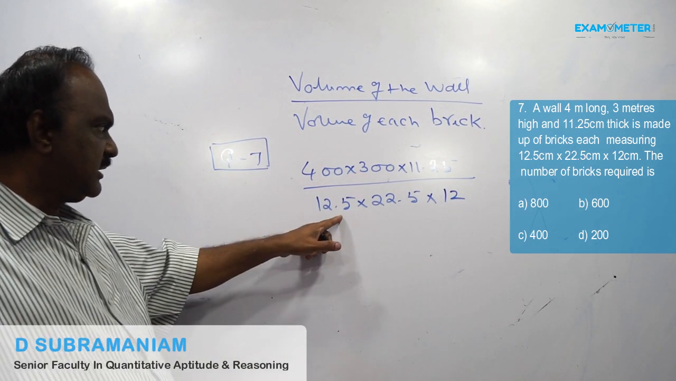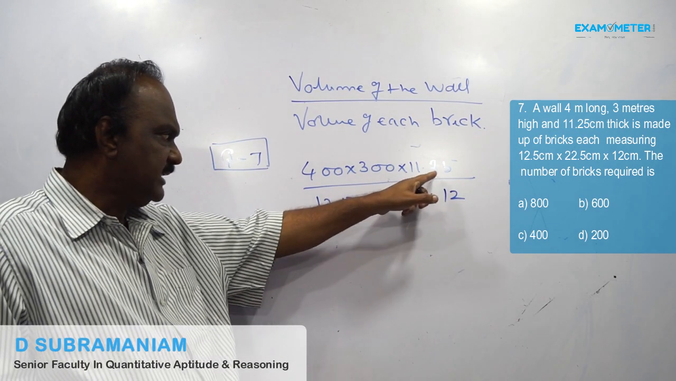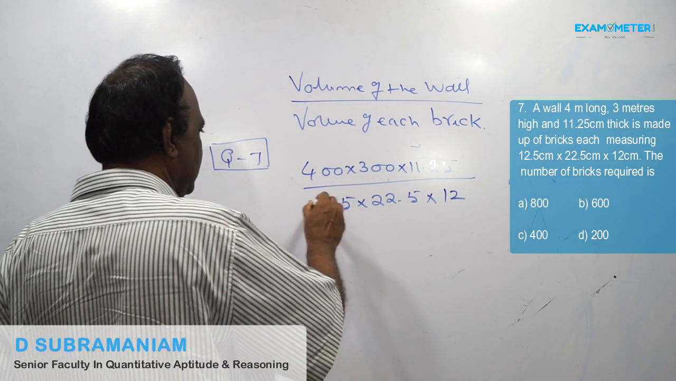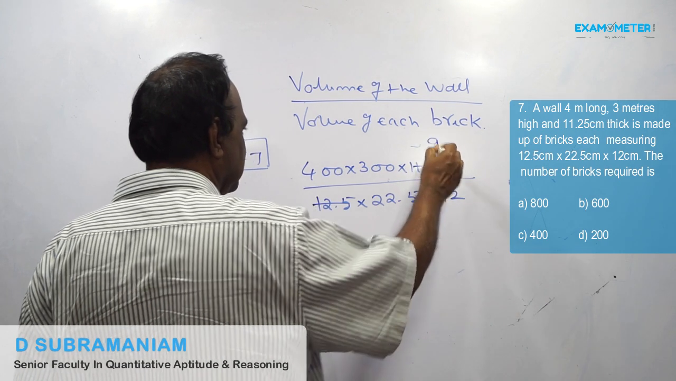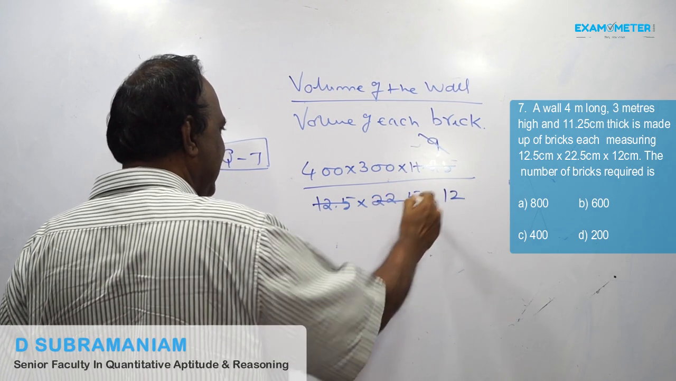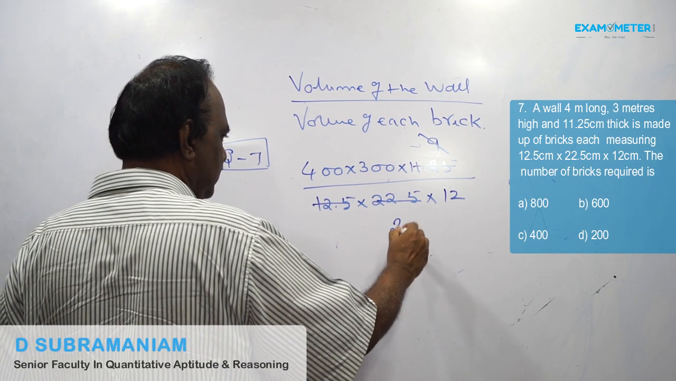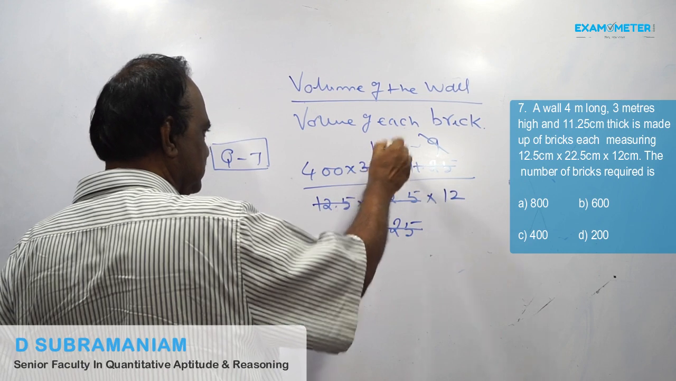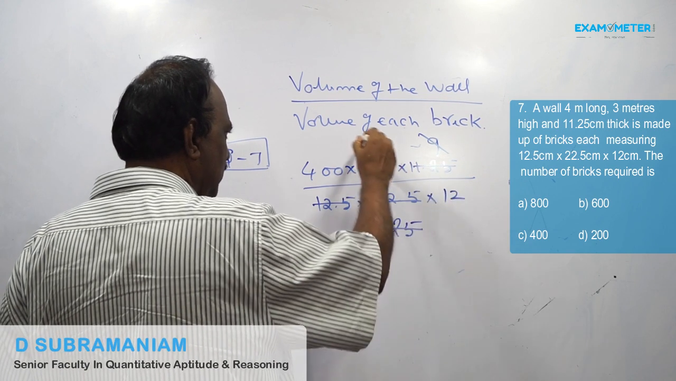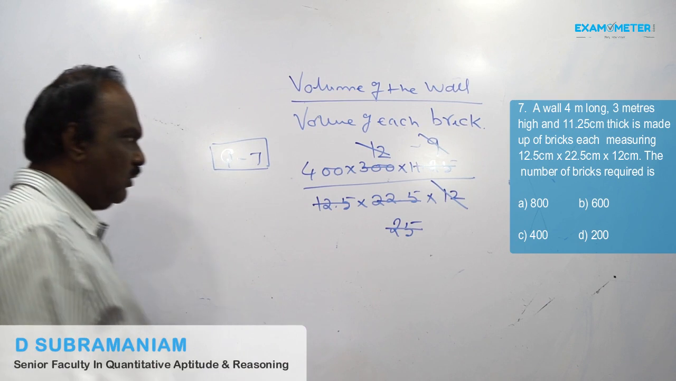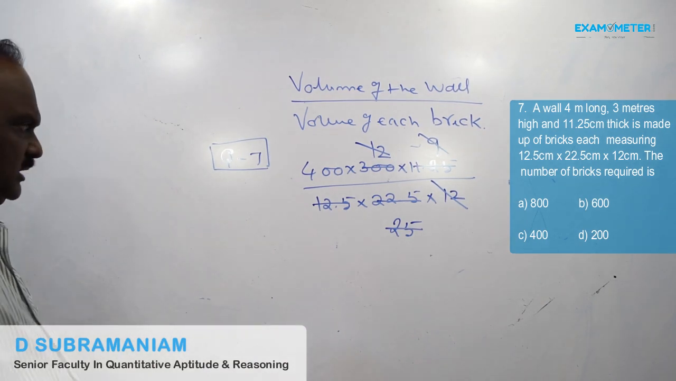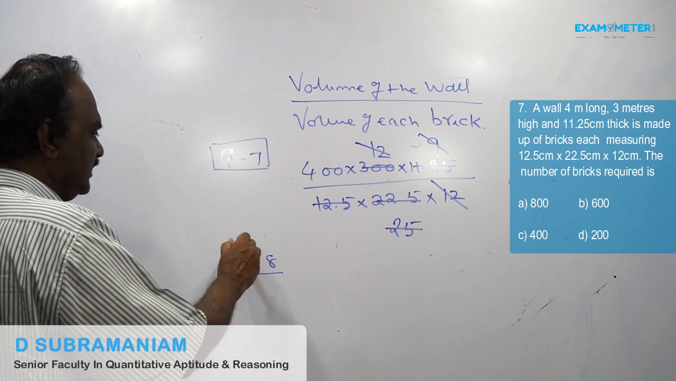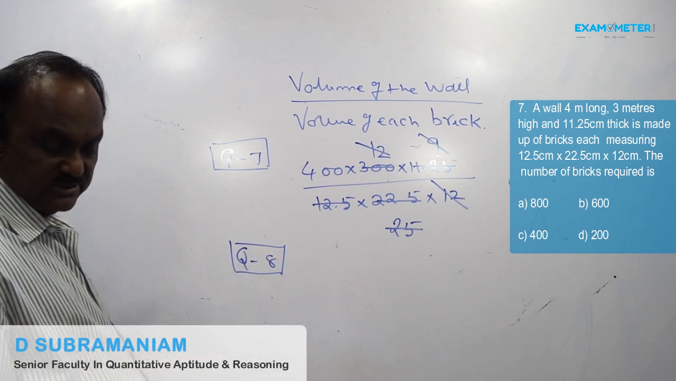Here 2 decimals are there. Here 2 decimals are there. This will cancel. This will cancel 9 times. This will cancel 25 times. 25 will cancel 12 times. 12 will cancel. So 400 bricks are required. So answer is 400. 400 bricks are required. So answer is 400.